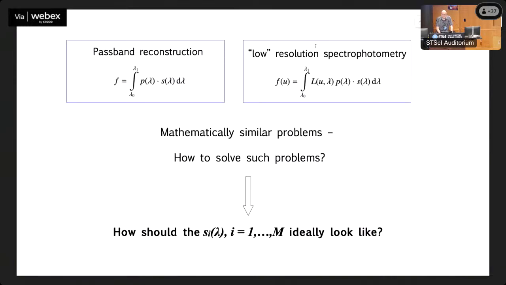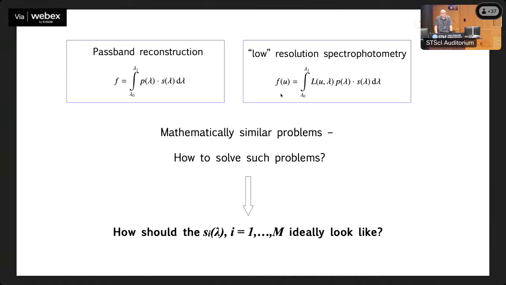So we have two very much related problems mathematically, the passband reconstruction and the low resolution spectroscopy calibration, which has the same kind of integral equation. This equation is important enough to have a name of its own. It's a Fredholm equation of the first kind. And we can consider the passband reconstruction just as a simplification, so it becomes independent of one of the two variables in this equation. So these are mathematically very similar problems.